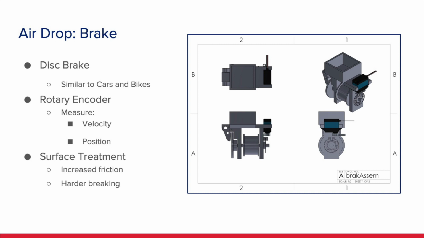One feature we did add was a rotary encoder to measure how much the spool has rotated. From that, we can calculate how far the water bottle has dropped, and using that information, we can find its velocity and acceleration. Another feature we had to add was to treat the mating surface of the paddle to increase the friction between the paddle and the brake rotor. This allowed for harder braking since there was more friction.